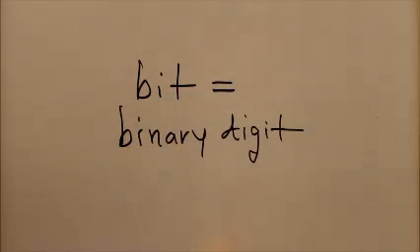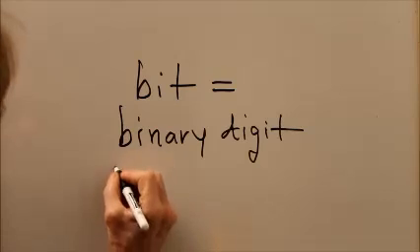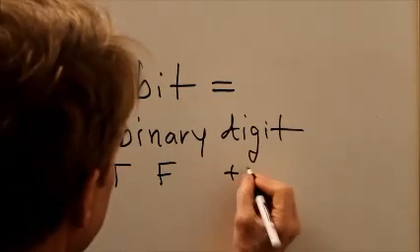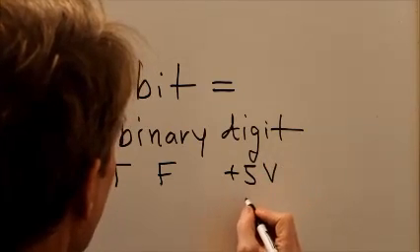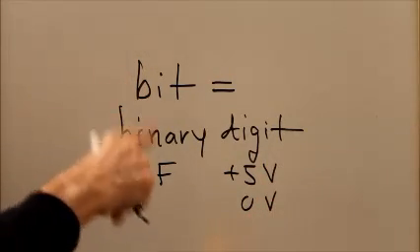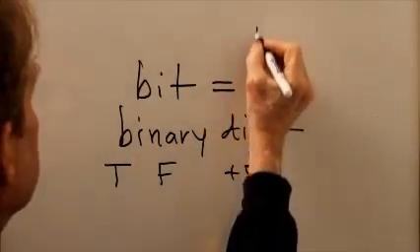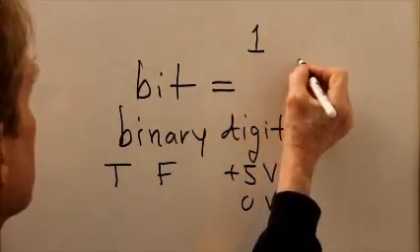Well, remember what a bit actually is. A bit is a binary digit of data. That's either a 1 or a 0, sometimes called a high or a low. You can think of it as true or false. You can think of it as, in some circuits, plus 5 volts or 0 volts. But in any case, a bit, binary digit, is always either 1 or 0.